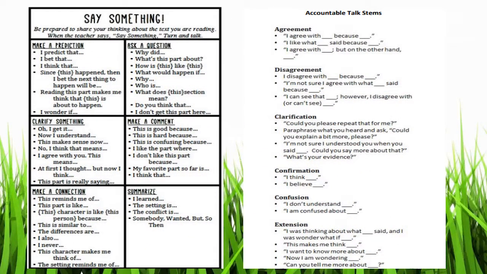Here are some say something or accountable talk stems you can use to discuss this with your family to decide each person's point of view and to show why you consider that to be the right or the wrong point of view.